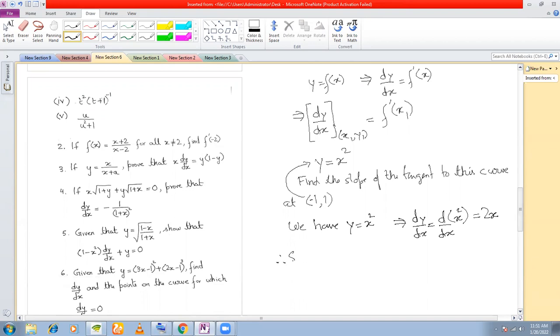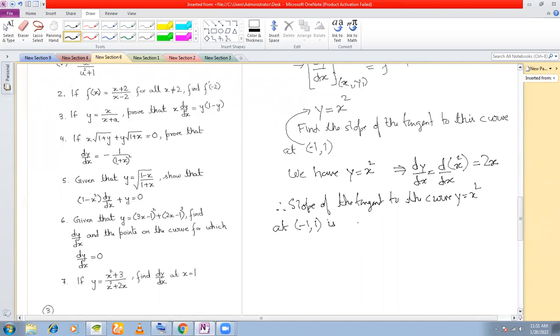So therefore, the slope of the tangent to the curve y is equal to x squared at (-1, 1) is dy/dx at the point (-1, 1). And what is it equal to? 2x. What is the x coordinate here? -1. So 2 into -1. So the slope of the tangent at this point is -2.